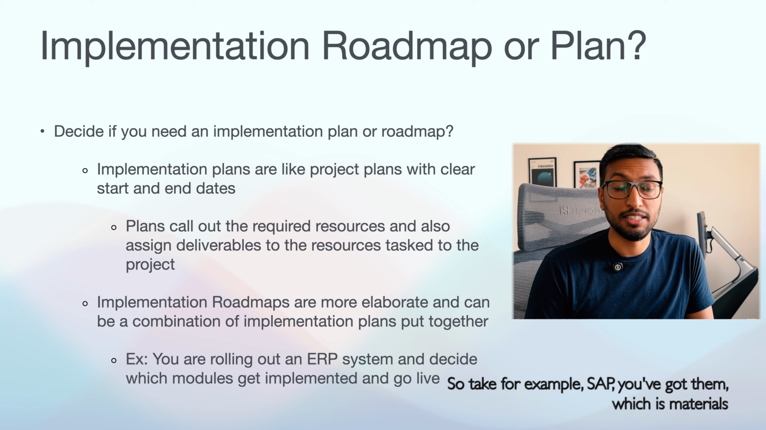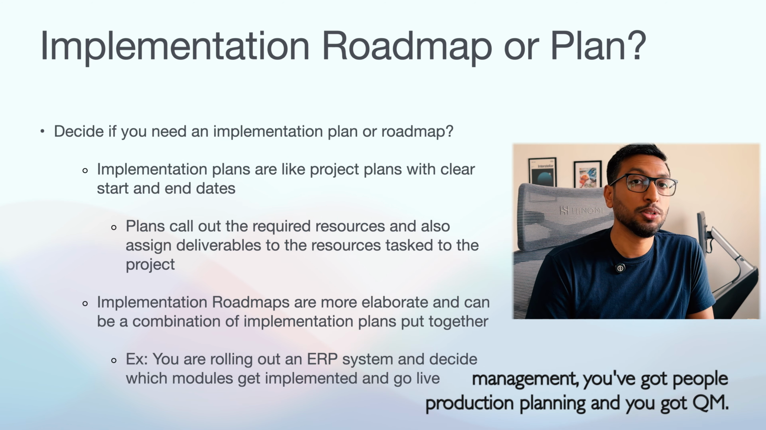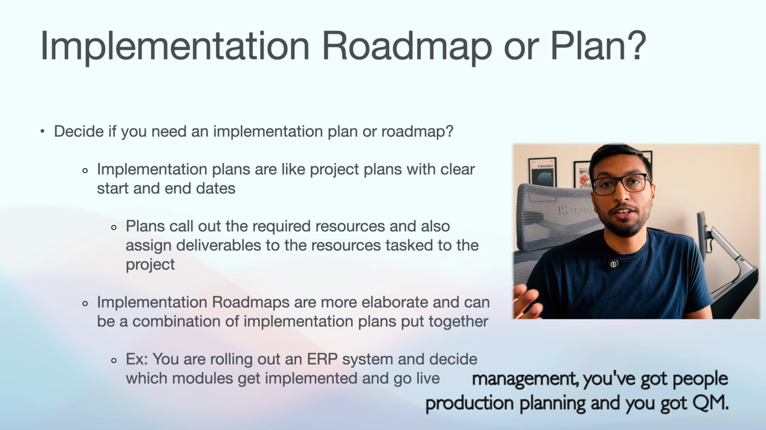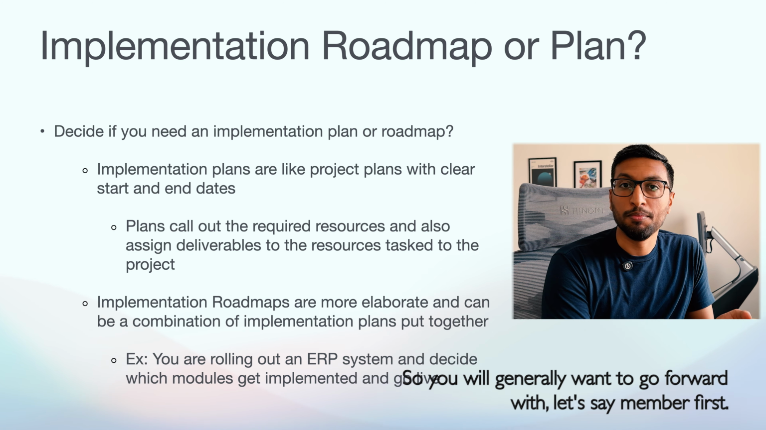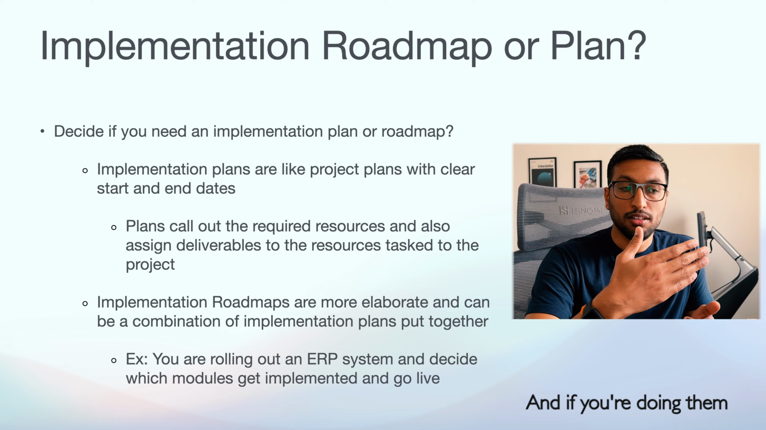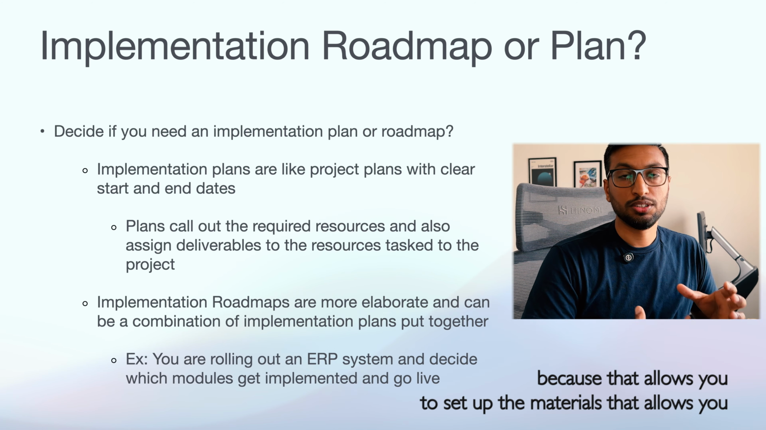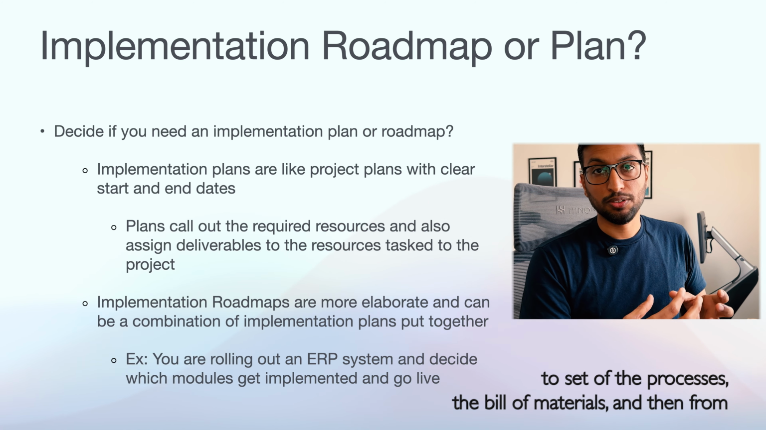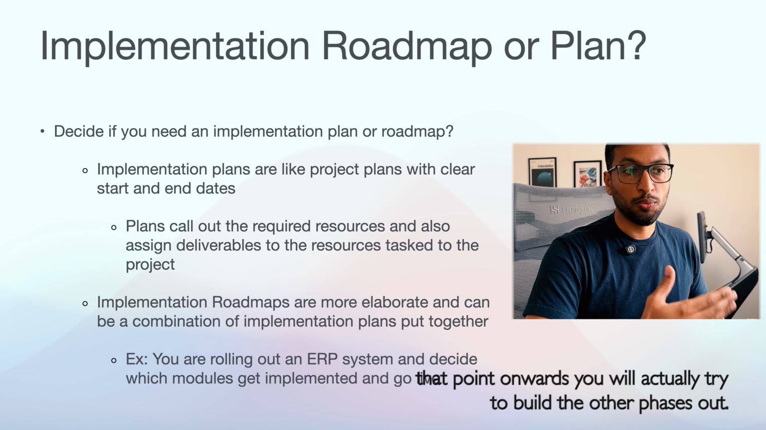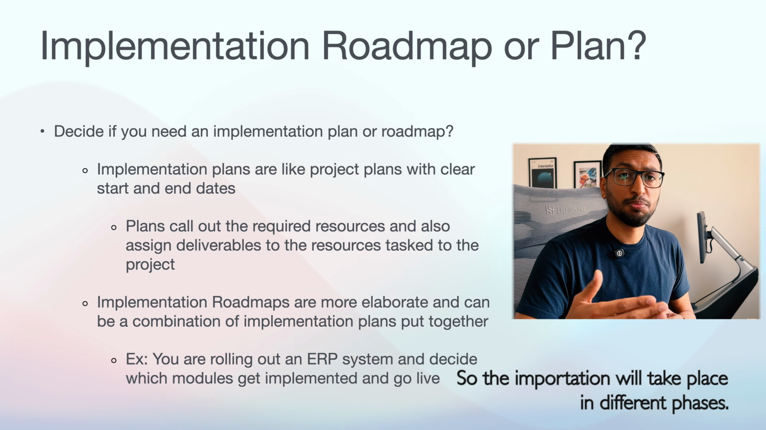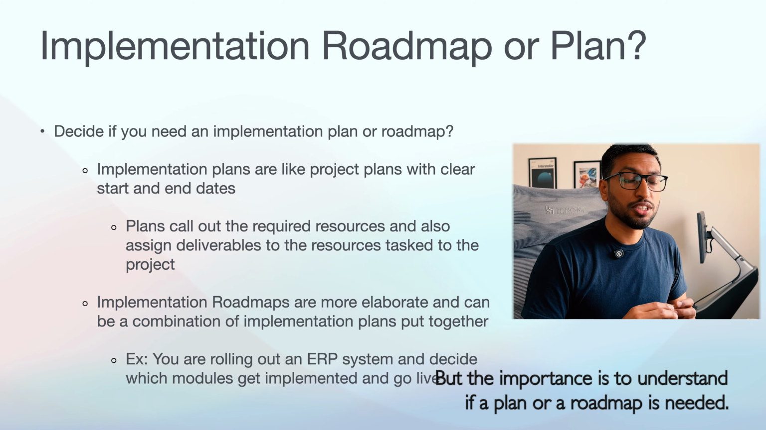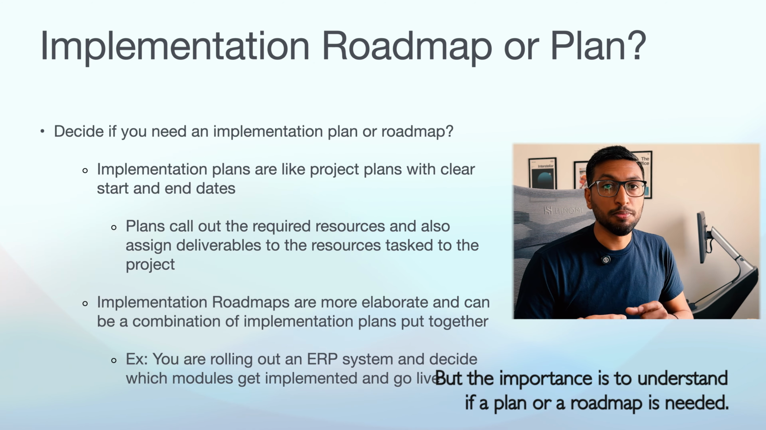So take, for example, SAP, you've got MM, which is materials management, you've got PP, which is production planning, and you've got QM. So you will generally want to go forward with, let's say, MM first. Because that allows you to set up the materials, the processes, the bill of materials, and then from that point onwards, you will try to build the other phases out. So the implementation will take place in different phases, but the importance is to understand if a plan or a roadmap is needed.